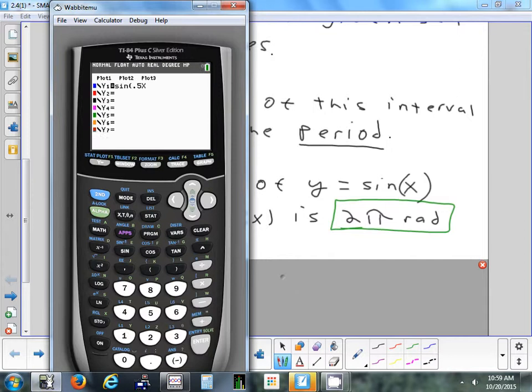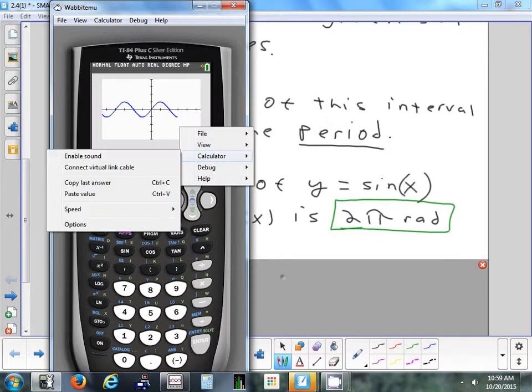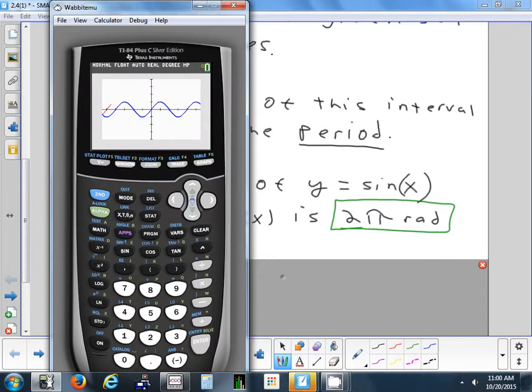Let me show you sine and cosine. Sine's going to be in blue, cosine's going to be in red. And once the other one comes up, see if you can tell me the difference between the two. What do you think the difference is? They're not really that much different.